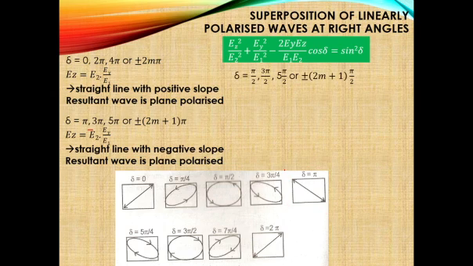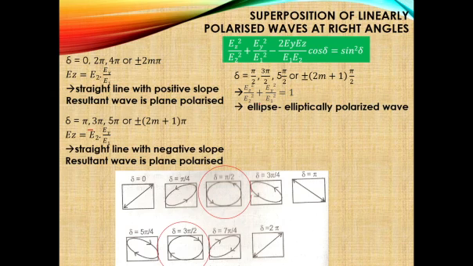Now let us consider the next case where the phase difference between the plane polarized waves is 90 degrees or 3 pi by 2 or 5 pi by 2, or in general an odd multiple of pi by 2. So in that case, considering the simplest one, what is cos 90? It is 0. So this term will not be present, and sin 90 is 1. So what is the expression for us? Ez square by E2 square plus Ey square by E1 square equals 1. And what is this expression? It is the equation of an ellipse. So we'll get an elliptically polarized light.